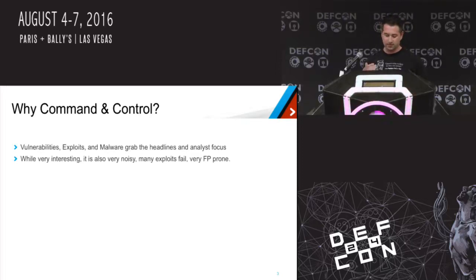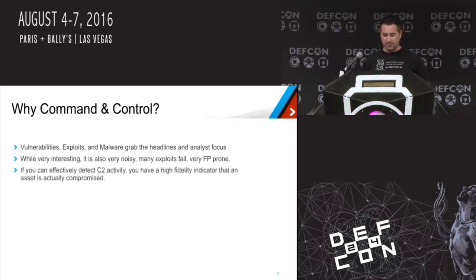You oftentimes will have alerts that trigger when an asset wasn't actually breached. But when you look at command and control, that's the point where you can say, hey, with high confidence, I know that this asset has been compromised. When you see that control channel reaching out, it's kind of, as Rasheed Wallace of my Detroit Pistons once said, the ball don't lie. And when you see that command and control channel, you know that something's going on.